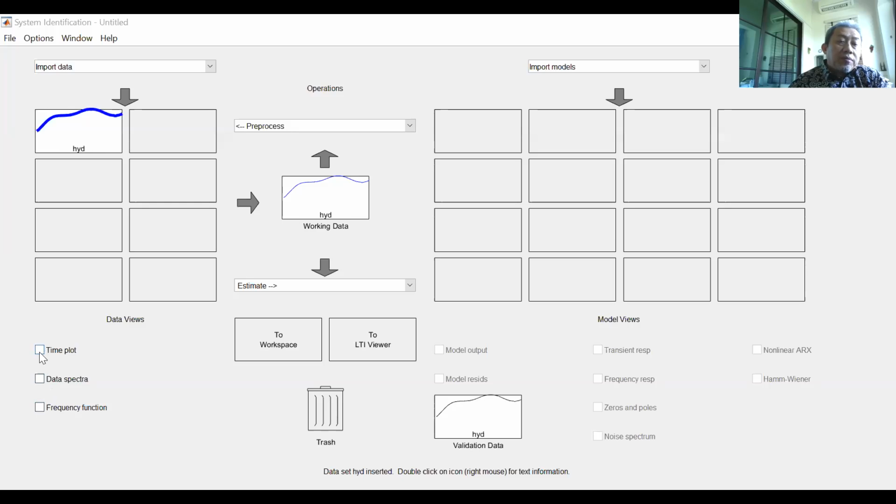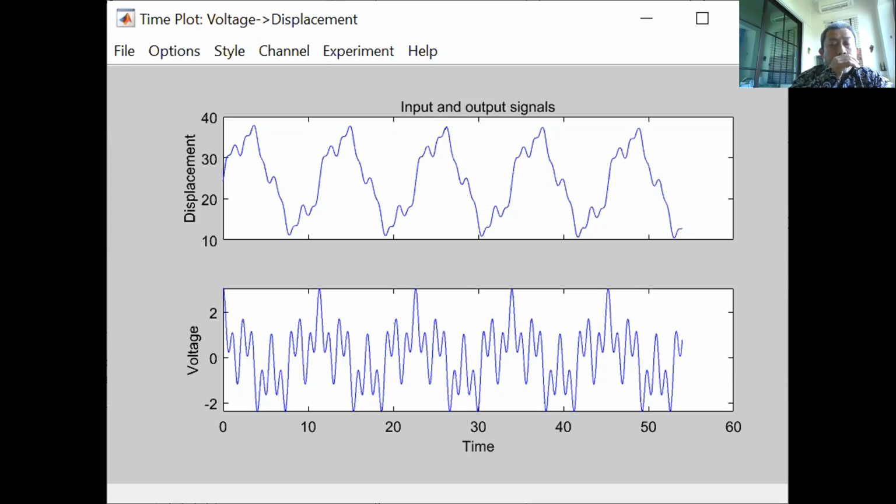Press pada time plot. So dia akan berikan plotting yang ni. Nampak? Input output. Atas tu apa? Atas output, bawah adalah input. Right. So now kita pergi kepada pre-processing.